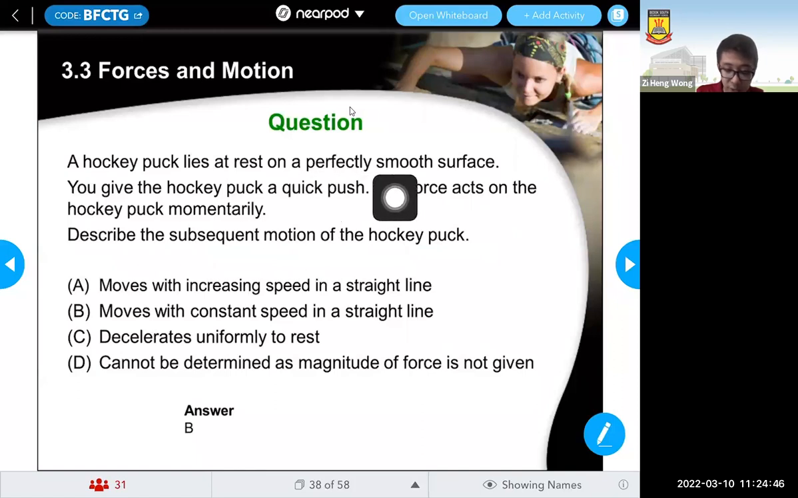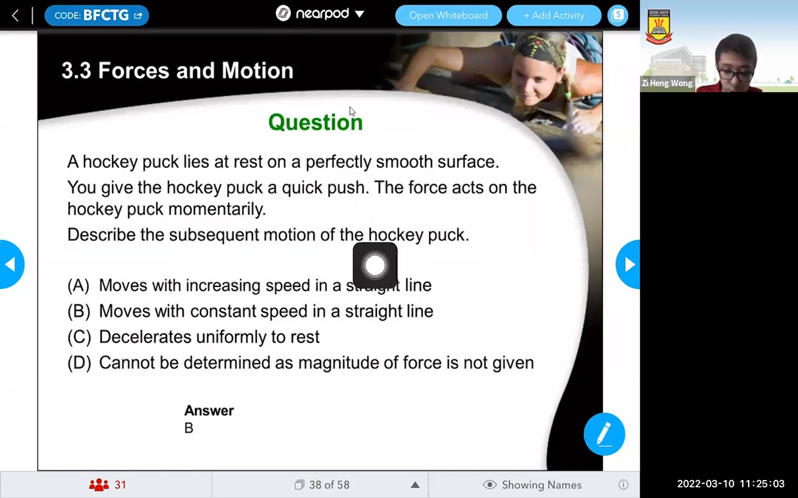It says perfectly smooth. Just now I did mention that when they say a surface is smooth, we assume that there's no friction. So after this push, and there's no friction, are there any horizontal forces acting on the puck? The answer is no, because there's no more pushing, no more friction, nothing.